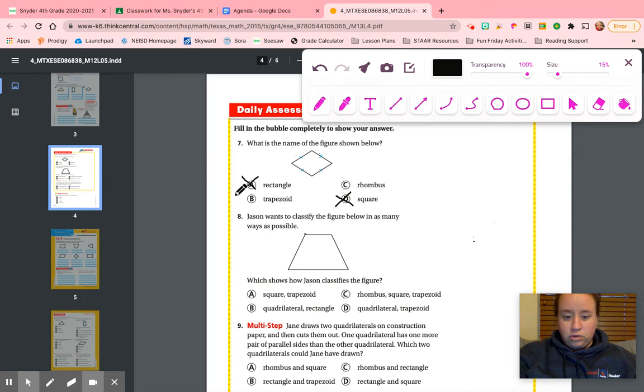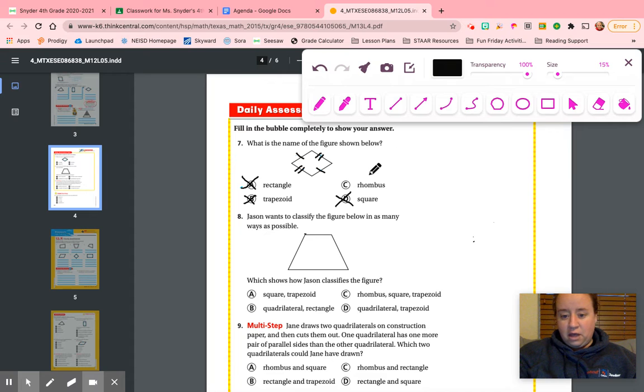When you go back and look at what it says about trapezoids, trapezoids have exactly 1 pair of parallel lines. If we look here, we notice that this side is parallel to this side, and this side is parallel to this side. Because it has 2 pairs, we can take out trapezoid. We want exactly 1 for a trapezoid.